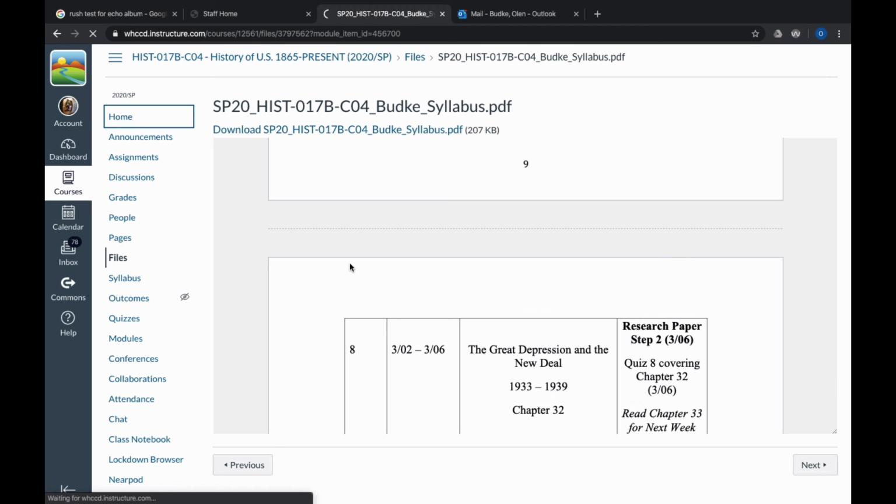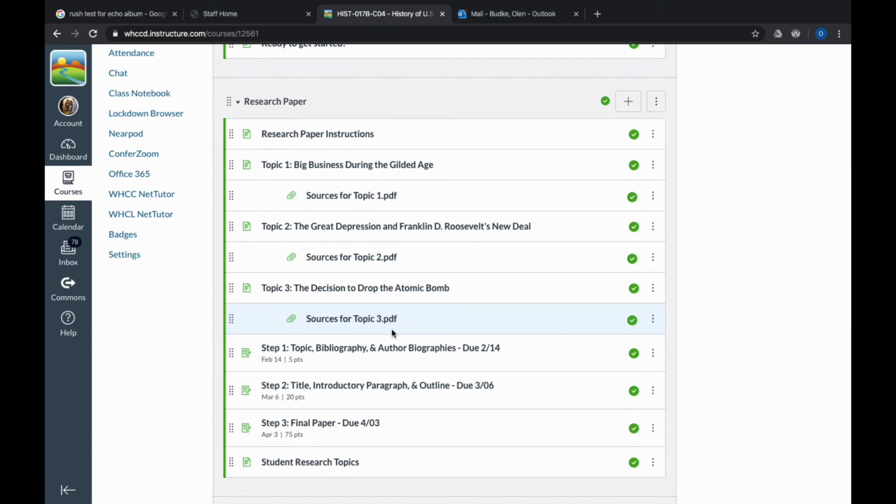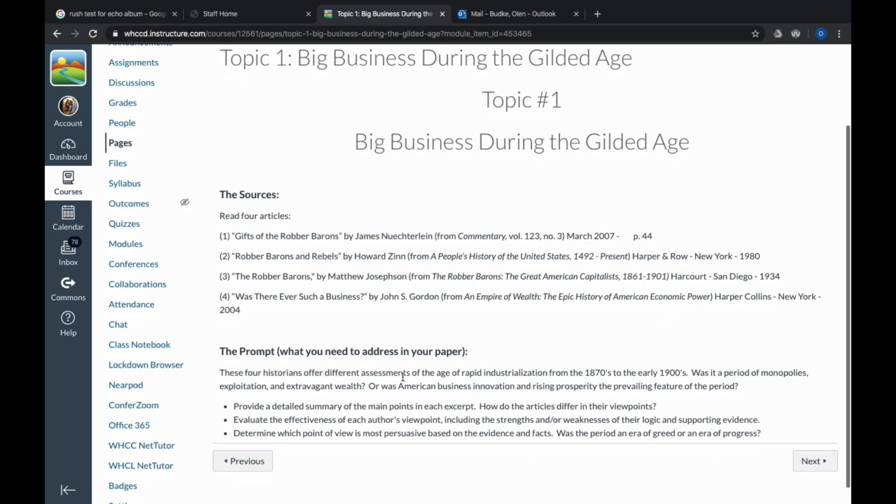All right, let's go back really quickly, and I want to walk you through the research paper just a little bit more briefly. Let's say you choose topic number 1. These are the 4 sources you have to read. Here is the prompt. This is what you need to address in your paper. It is these different questions and points that you need to discuss in your paper. You need to know these to know what you're looking for when you read your sources. So before you start reading any of these, know what things you need to be looking for, to take good notes as you read through these sources.